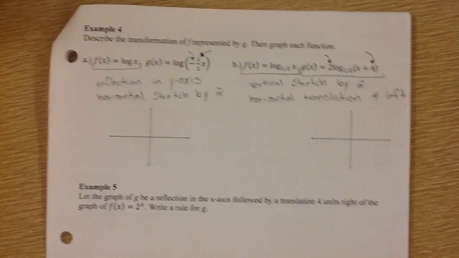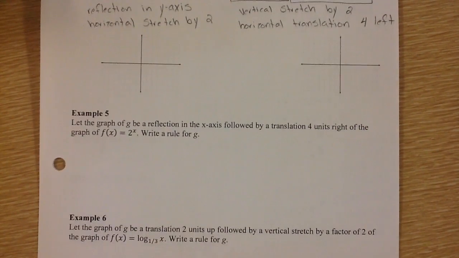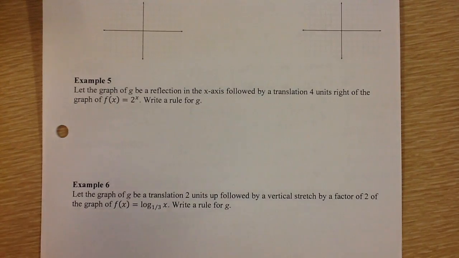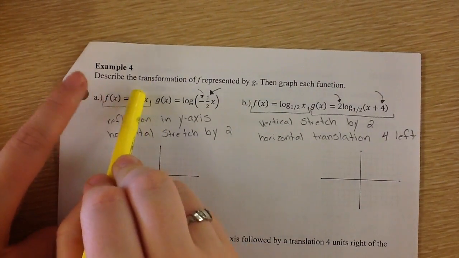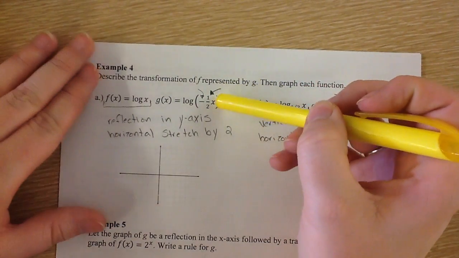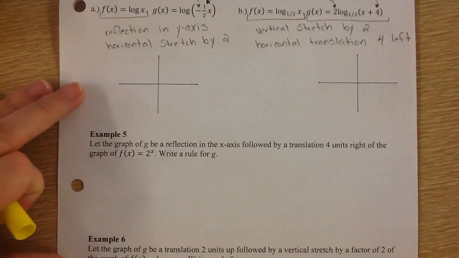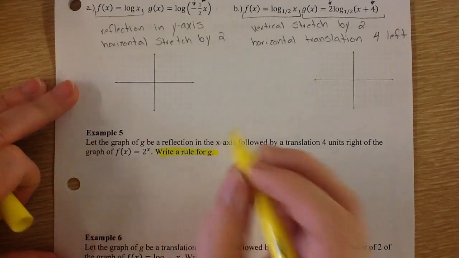You could graph them very quickly in Desmos or on your graphing calculator. Okay, so now let's go ahead and write a rule. These are different in that the previous ones gave us the rule. They gave us the parent, they gave us the rule for the child, I guess we could call it, and we needed to describe what happened. Here it's going the other way around. They give us the parent, but they want us to write the rule for the child.